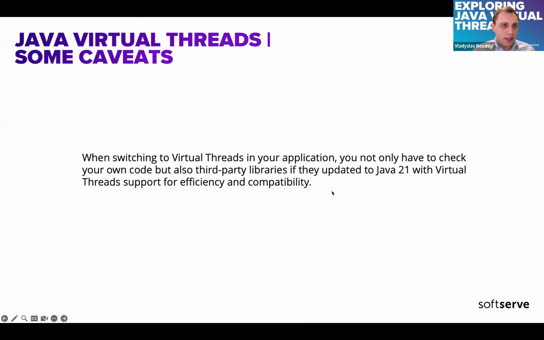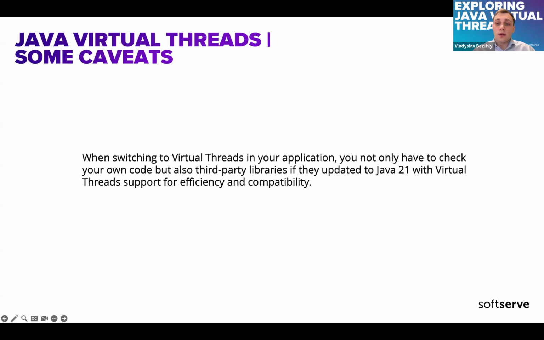It all looks cool, but it has some caveats. When switching to virtual threads in your application, you not only have to check that your own code supports them, but also that the third-party libraries support Java 21 and virtual threads in order to guarantee efficiency and compatibility.